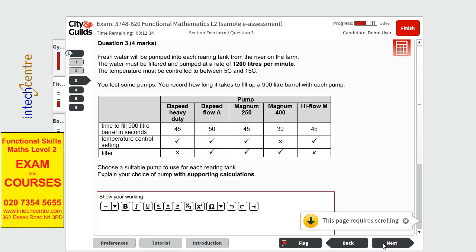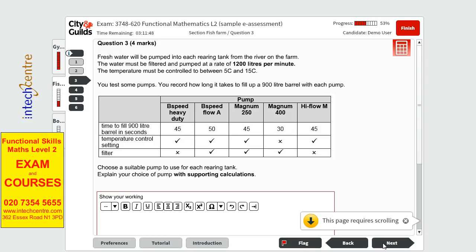So you start through elimination. The idea would be this. They said that the temperature must be controlled, so we definitely need temperature control, which means that Magnum 400 can be considered a suitable pump. And the next one, filter. B speed heavy duty doesn't have a filter and it needs to have a filter. Same with high flow M, it definitely has to have a filter. So our only options are B speed flow A and Magnum 250.